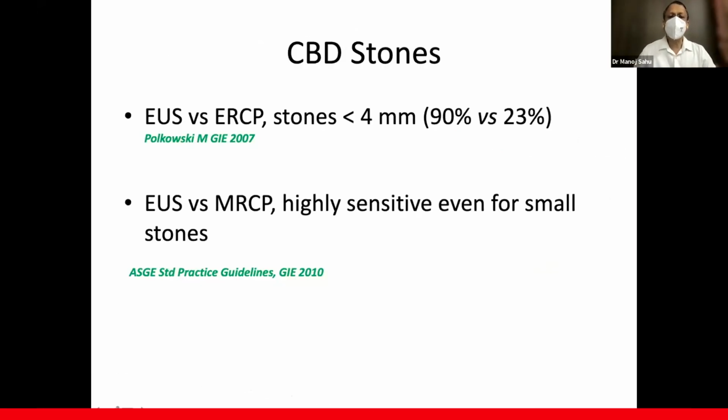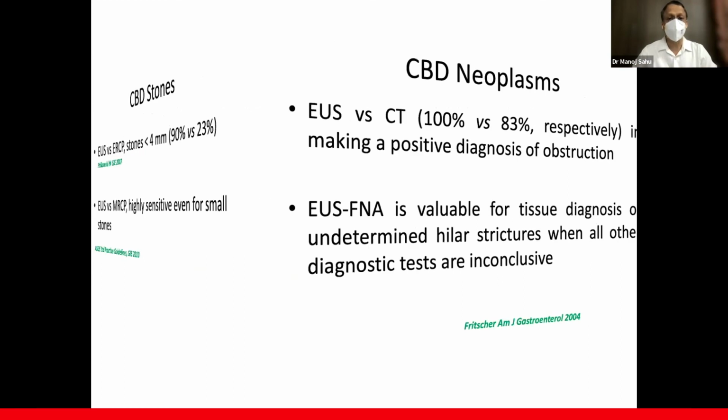So a little bit on clinical scenarios, the clinical implications. Suppose CBD stones, EUS versus ERCP. If the stone size is small, less than 4 millimeter, EUS is pretty good in identifying CBD stones. Sensitivity is very good. EUS versus MRCP, when the stone is small, less than 5 millimeter, EUS is very sensitive for a small stone compared to MRCP. So EUS is very good compared to ERCP and MRCP when the stone size is small.